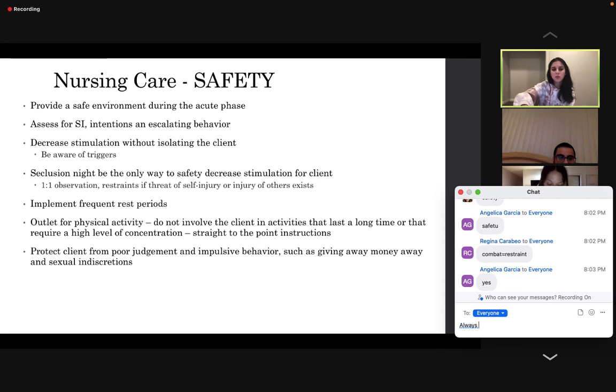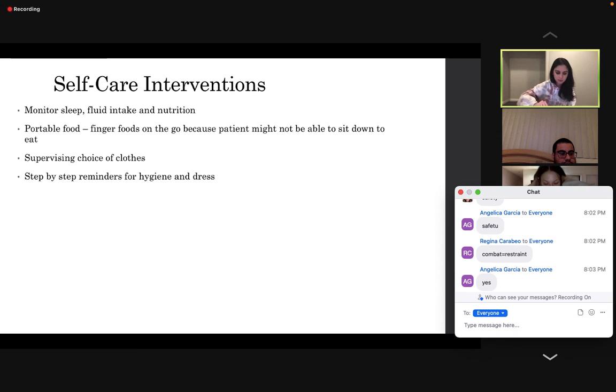Definitely on site, if you have a patient with bipolar disorder, pay close attention. Pay close attention. So I kind of mentioned the self-care intervention. Monitor sleep, fluid intake, and nutrition, priority in your plan of care.